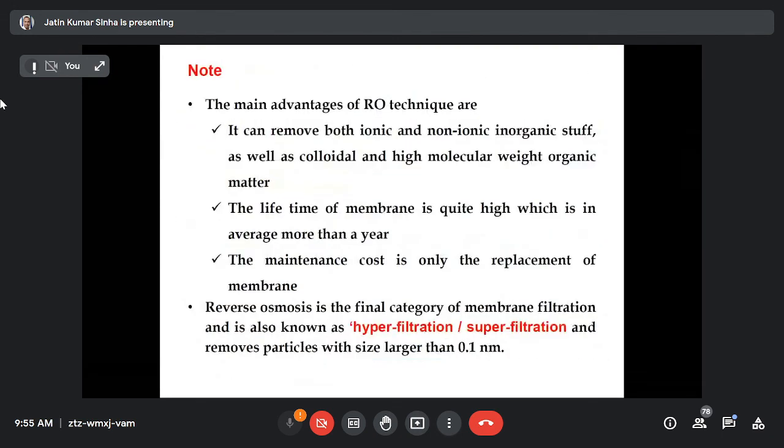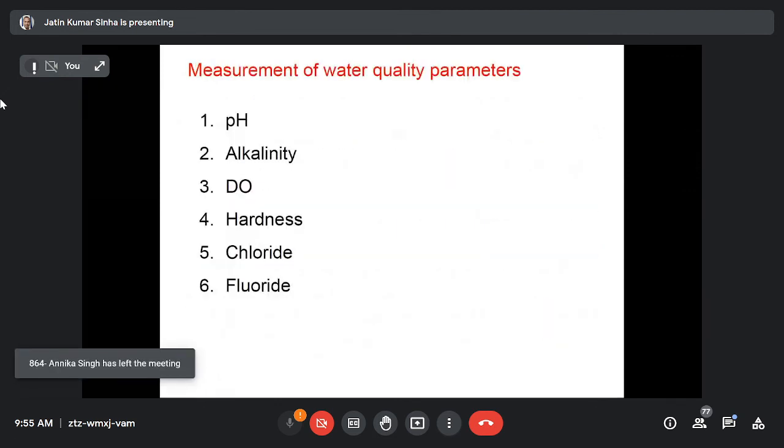Okay, yeah. So this is the filtration technique for the water.